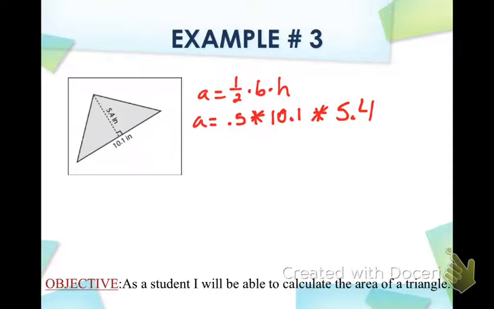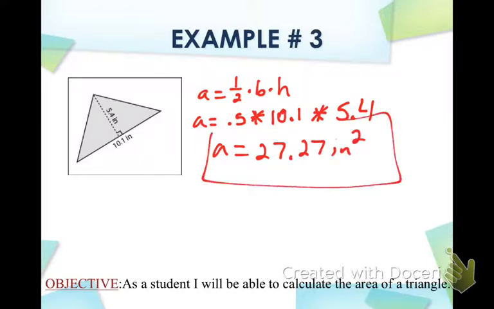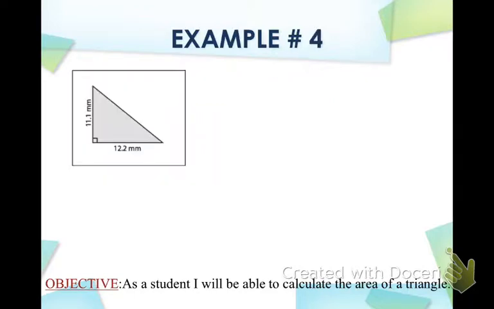So 0.5 times 10.1 times 5.4. And that's going to give you an answer of 27.27. And we need our label, which is inches squared. Really not that difficult. Remember, you get 4 points for all of these. We have one last one. Remember, area equals 1/2 times the base times the height. Write your formula so you get your point.